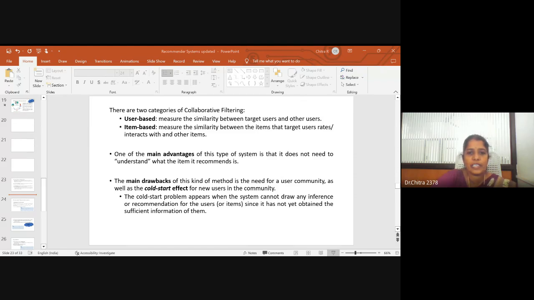The main drawback of this kind of method is the need for a user community as well as a cold start effect for new users in the community. Cold start effect means if a new user is entering the community, then it's difficult to recommend for that user. For existing users, we know their frequency and their interest, so we can recommend items to them. For the cold start effect, the system cannot infer the recommendation for new users. That's a drawback of the collaborative recommendation system. But content based, no problem, because based on the content they are searching, we can recommend new items to them.